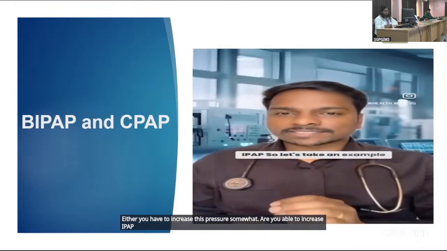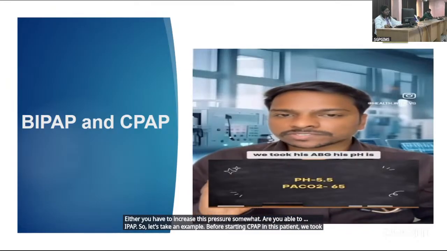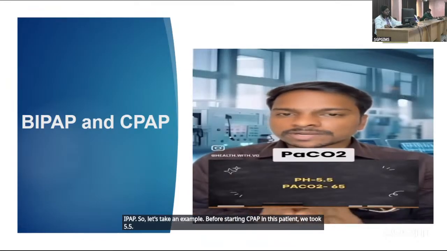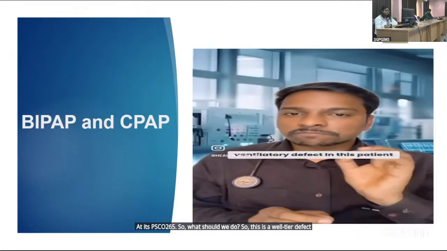So let's take an example. Before starting CPAP in this patient, we took his ABG: his pH is 5.5 and his PaCO2 is 65. So what should we do? This is a ventilatory defect. In this patient, we must start BiPAP.